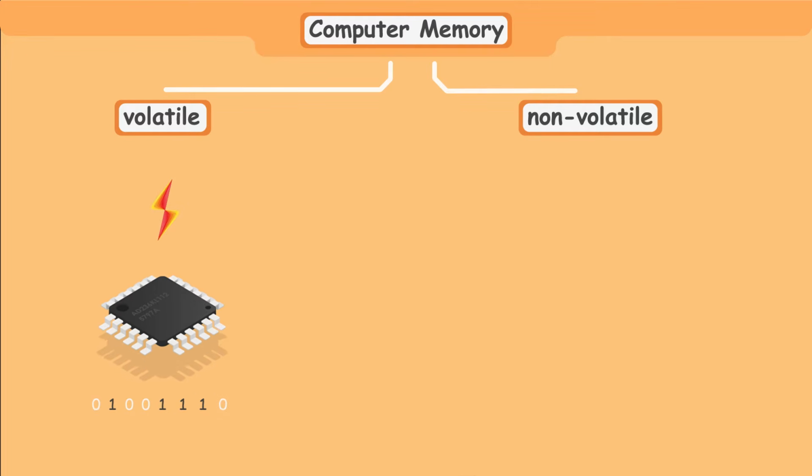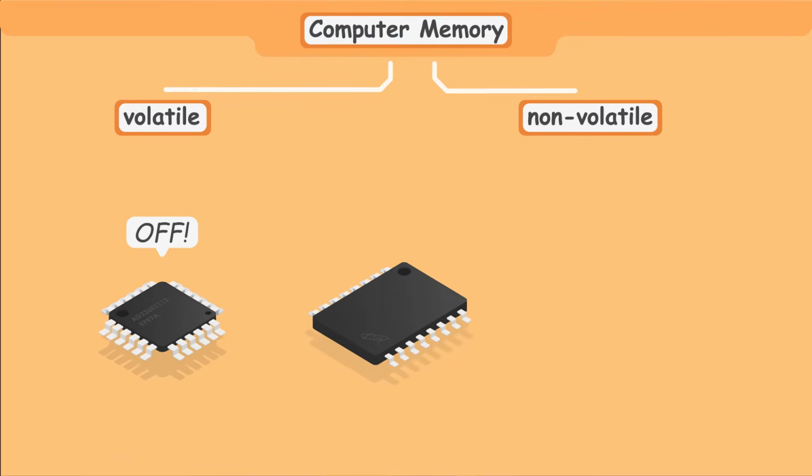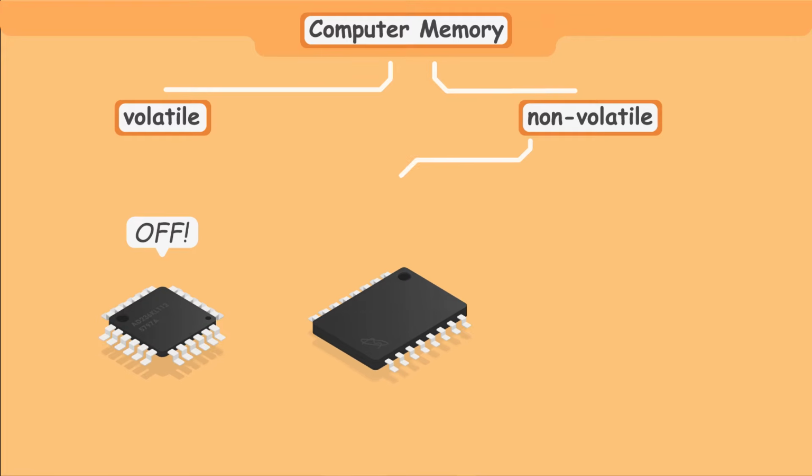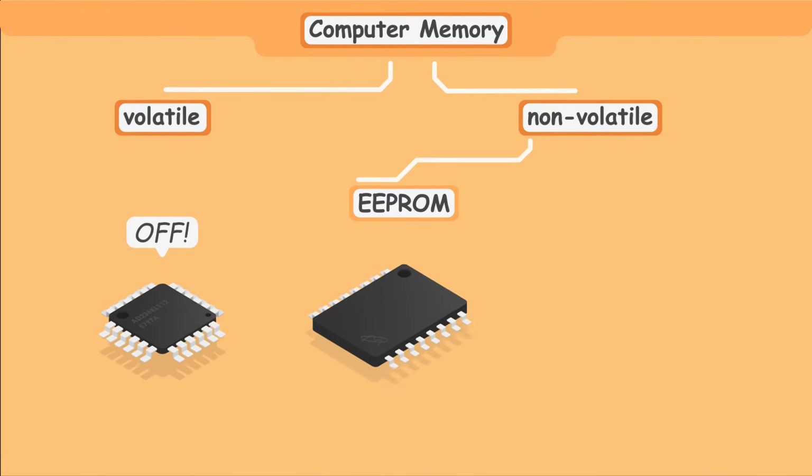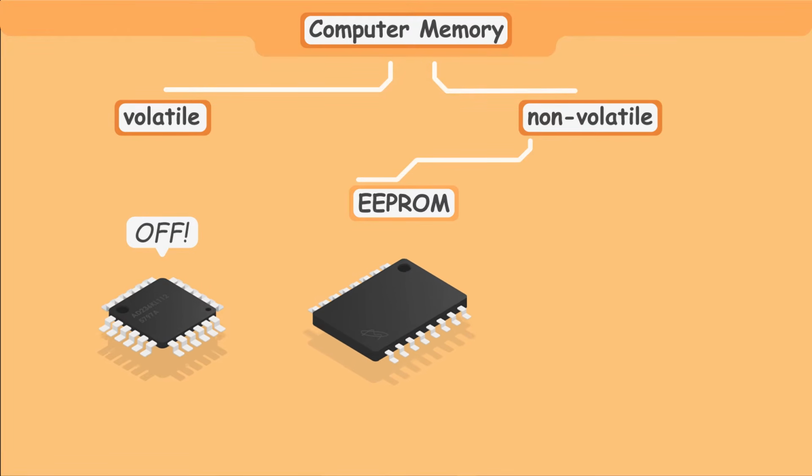Volatile memories lose their data when electricity is turned off. Flash memory, however, is classified as non-volatile. It stores bits electrically and technically counts as an EEPROM, or electrically erasable programmable read-only memory. It means that data can be programmed into and erased easily from the device.